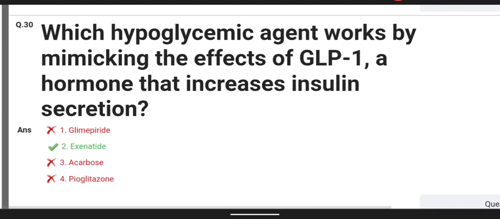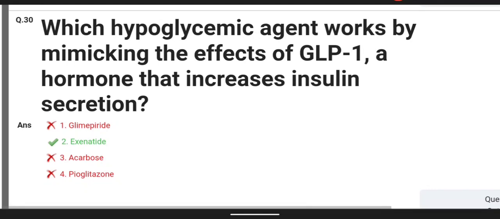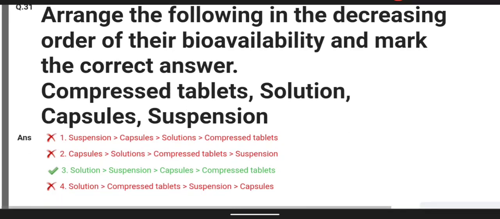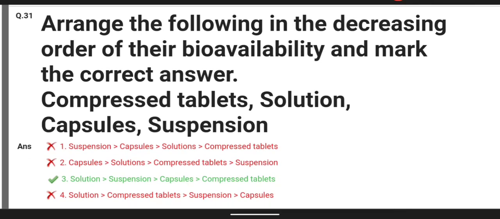Which hypoglycemic agent works by mimicking the effects of GLP-1, a hormone that increases insulin secretion? Answer: exenatide. Question 31: Arrange the following in the decreasing order of viability.